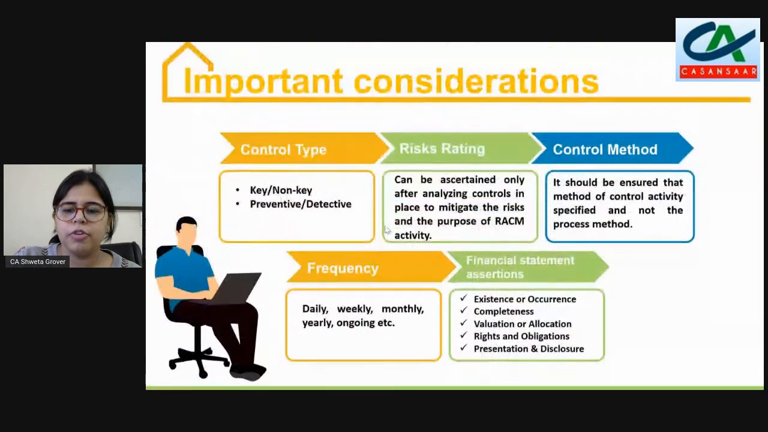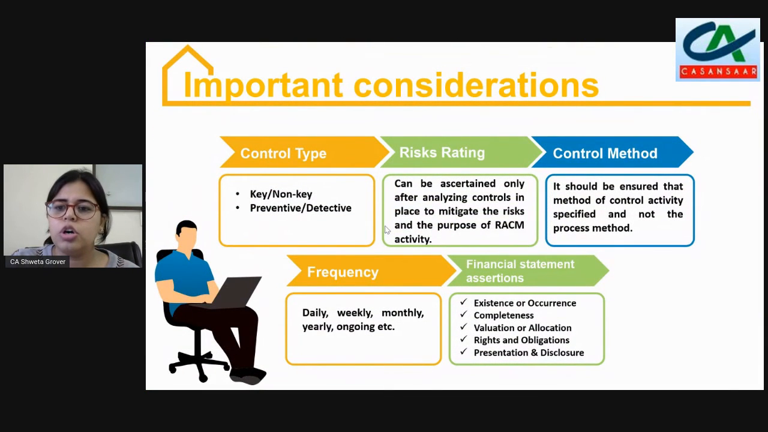The fifth one is presentation and disclosure. Whether the appropriate presentation has happened in the financial statement has to be captured in the RACM. So these are the important considerations while preparing the RACM. I'll show the RACM format at the end. There are other columns also in the RACM, but I have taken here the important aspects and important fields which need important consideration.